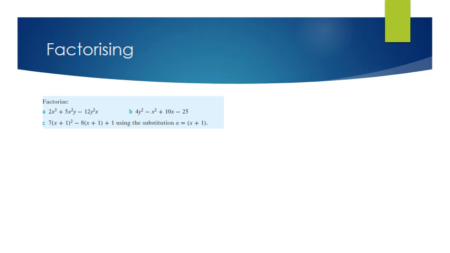Okay, factorizing. So we're going backwards from expanding. We need to find common terms and then factorize them out. Okay, so the first one, we have an x term in the front. x is common. There's no y's on everything, so we just leave it at that. And there's no common numbers that you can take out. So it should be x times 2x squared in the bracket plus 5xy minus 12y squared.